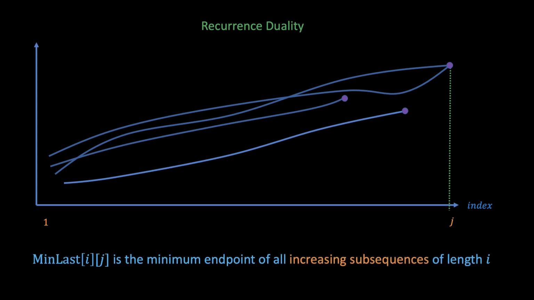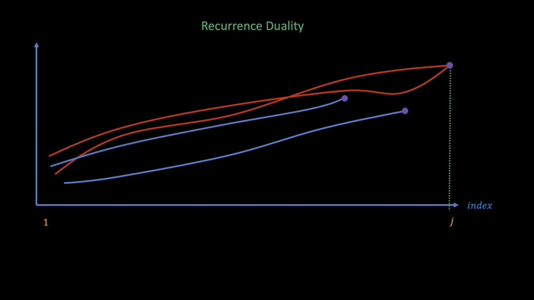Now, in those increasing subsequences of length i, some of them end in aj, and some of them don't end in aj. So if we can calculate the minimum endpoint of all subsequences that end in aj, and all the subsequences that don't end in aj, and take the minimum of both, then we have calculated the minimum endpoint across all possible subsequences of length i.